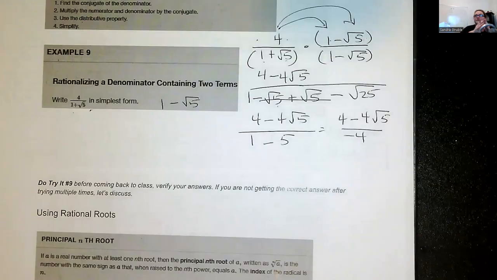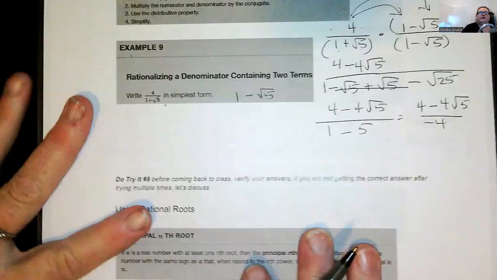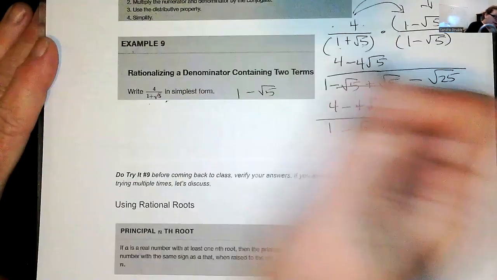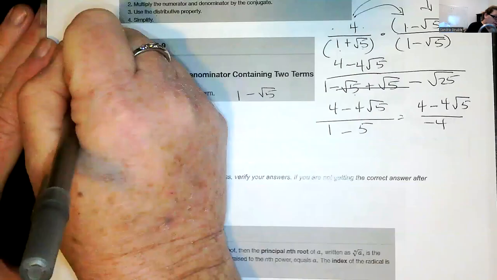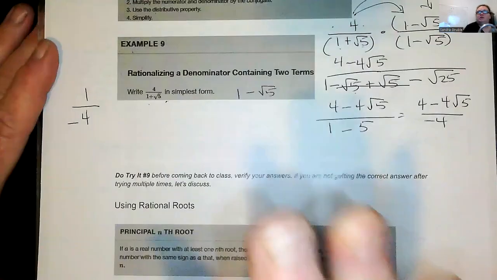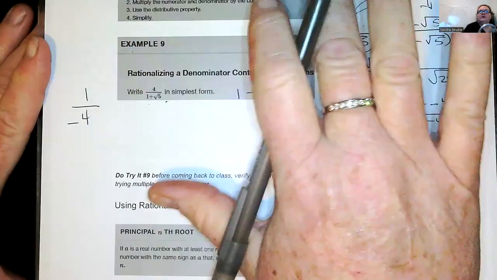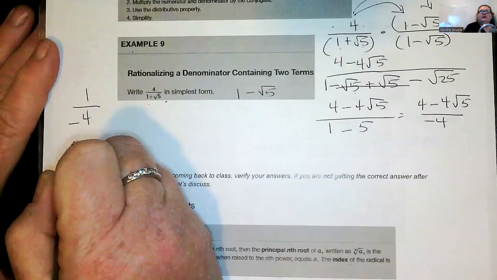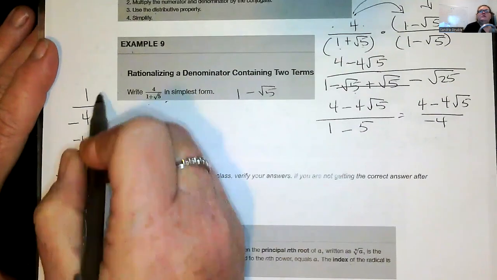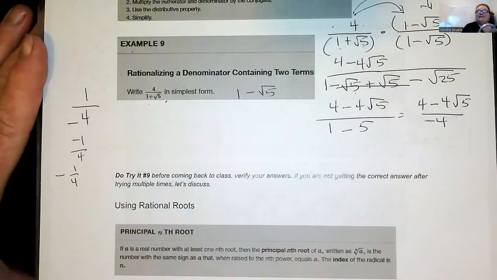So far, we're good. Here's something you need to understand if you're not comfortable with it. If we have 1 over negative 4, just as a side thing here, this negative can be negative 1 over 4 or negative 1/4. All three of these are exactly the same.